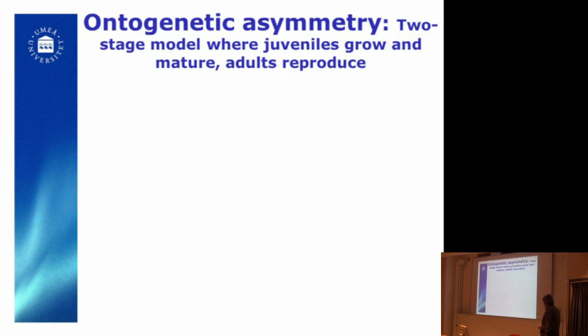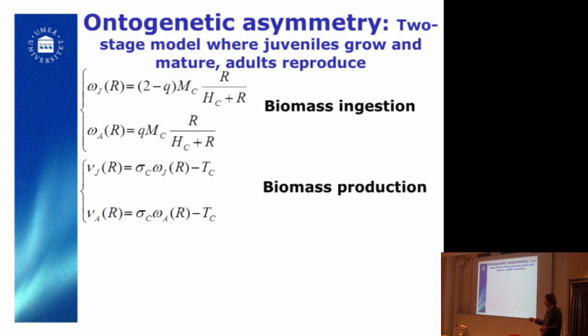So ontogenetic symmetry, to define that, we do the simplest thing I would do here. I separate the population explicitly into juveniles and adults. Juveniles grow and mature. Adults only reproduce. We set up the same type of equation for biomass ingestion and biomass production, and you see the same equations. But we have now separated the biomass ingestion of juveniles and adults here, and the net production of biomass in juveniles and adults.